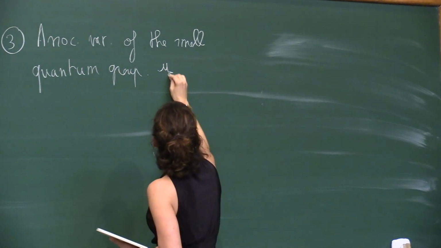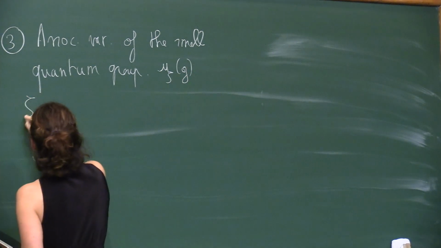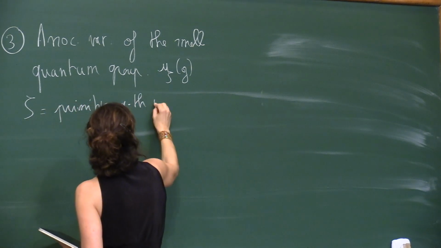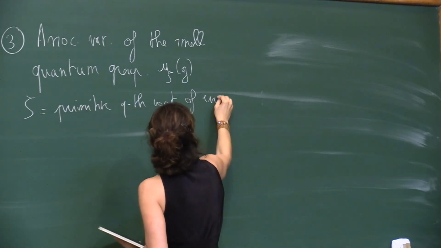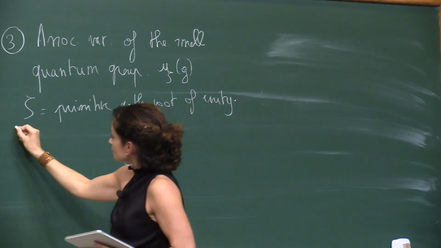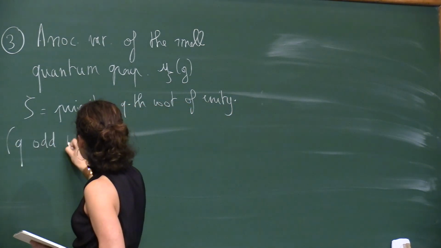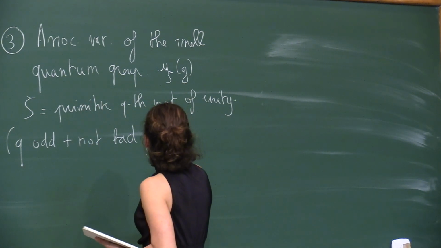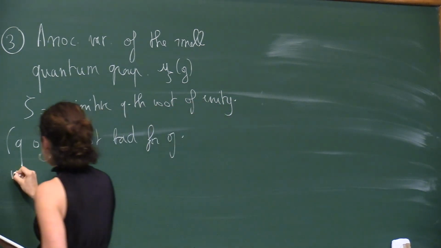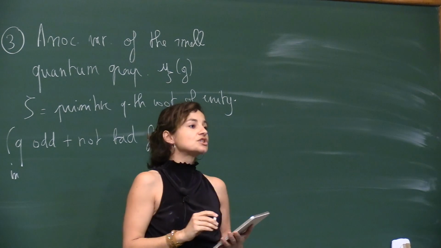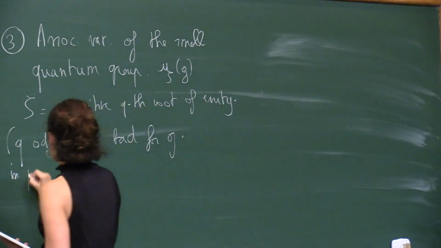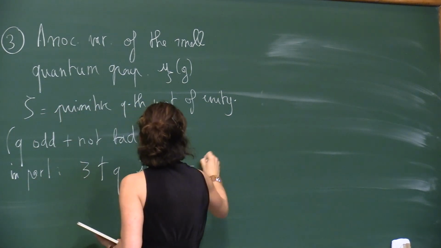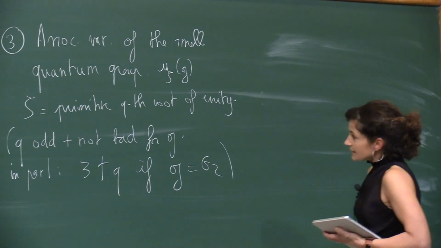So here, in my notation, theta is a primitive q-th root of unity, where q is as before, but here I need to assume that q is odd and not bad for g, whatever that means. But in particular, it means that 3 does not divide q if g has type G2. All right, and in this case, what is the connection?